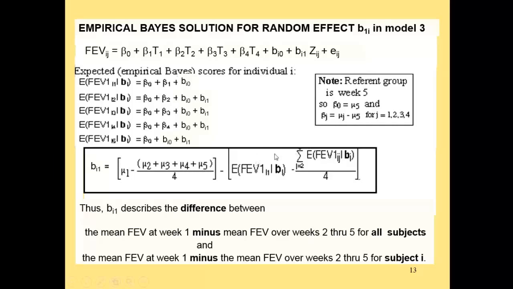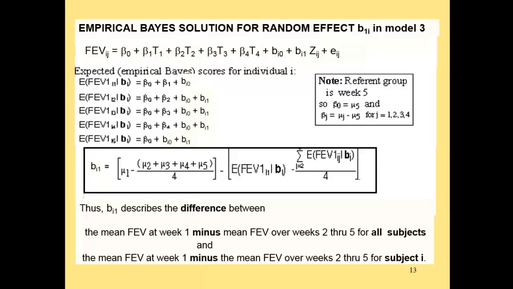This right here, this looks like a mess. This is the same thing, just for subject I. Okay, so this is the mean change from week 1 across all subjects. This is the mean change from week 1 for subject I. That's it. So it's the difference in the changes from week 1 to future weeks between everybody and subject I. So it's comparing the difference or the slope for subject I to the difference or the slope between week 1 and weeks 2, 3, 4, and 5 for all subjects overall.